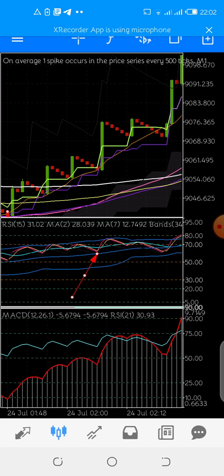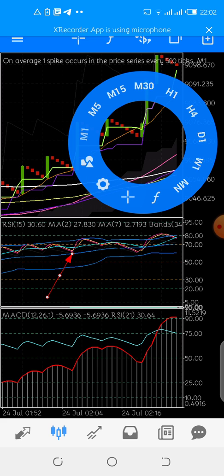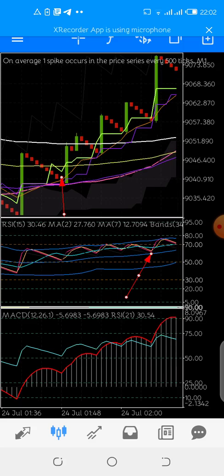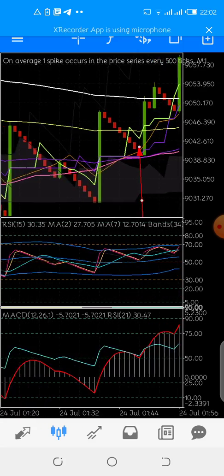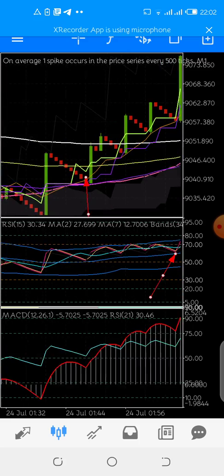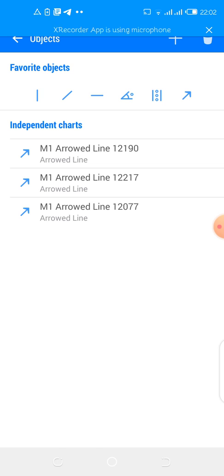It will always spike either in the middle Bollinger Band or at moving average 2. Or, let me bring my previous arrow, which is this. I want to move with it, but it's becoming difficult, so let me just pick another arrow.